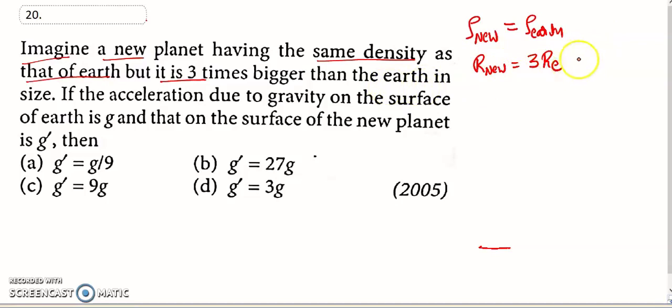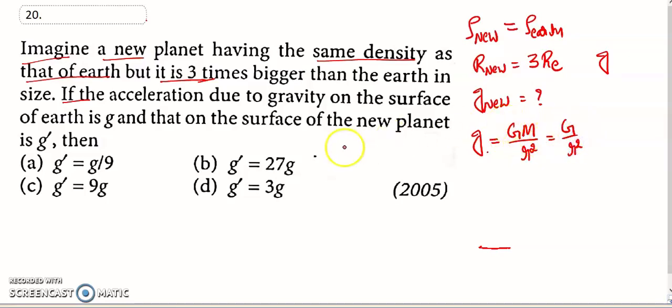So the size will be how much? 3 times. If the acceleration due to gravity on the Earth's surface is g, then what is the new gravitation of the new planet? The gravitational acceleration on the surface is equal to, so what is the formula here? That is GM divided by R square. So this is the formula. So GM divided by R square.